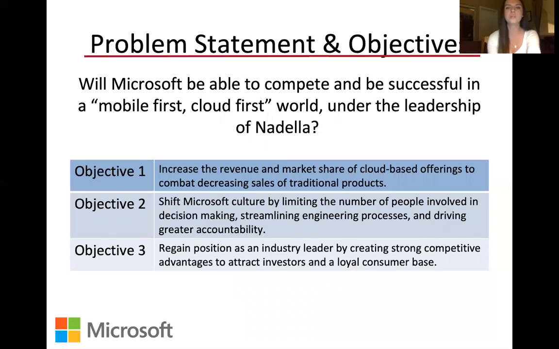Number 2 is that Microsoft's culture had often been called pretty bureaucratic and political, so they would need to shift their culture by limiting the number of people involved in decision-making, streamlining engineering processes, and driving greater accountability. Number 3 would be to ultimately regain position as industry leader by creating strong competitive advantages to not only attract investors, but a loyal consumer base as well.